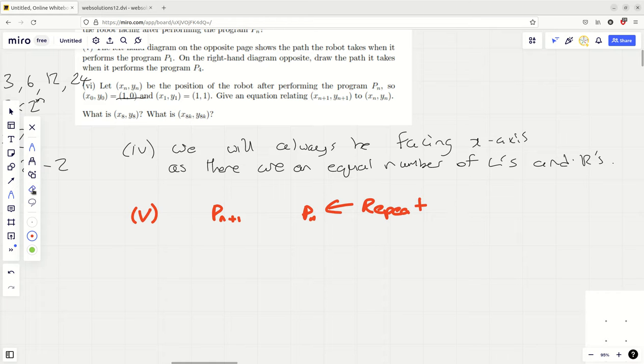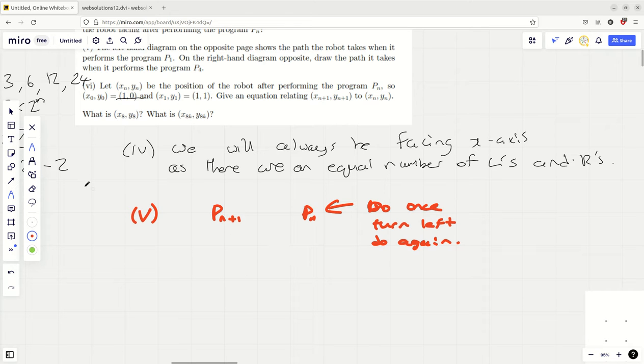Well, let's put it like this. Do once, turn left, do again. Don't worry about the right turn on the end, because we have already established that you're always facing to the right at the end after doing these, and we can use that as our principle.